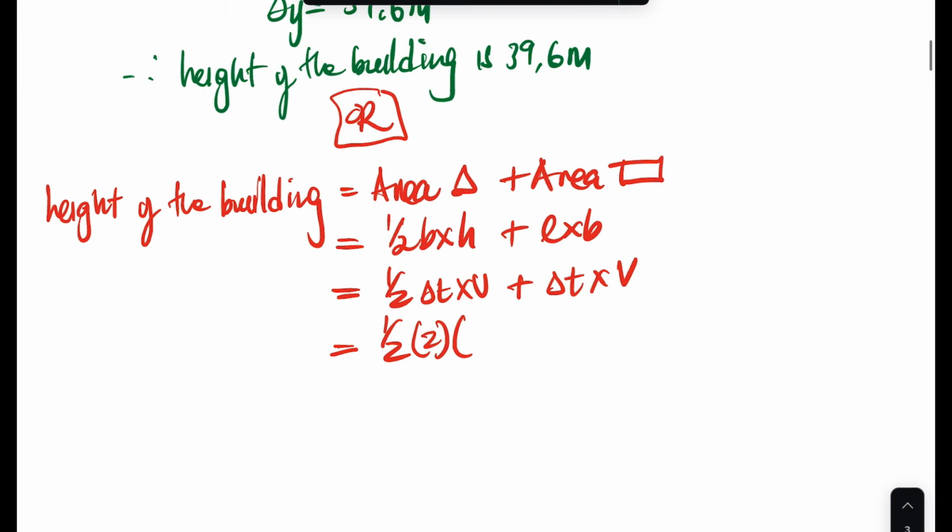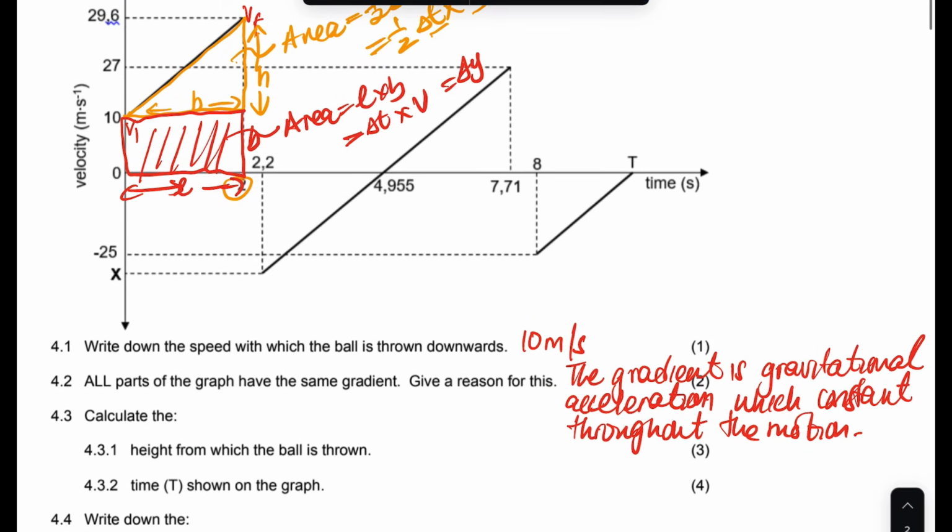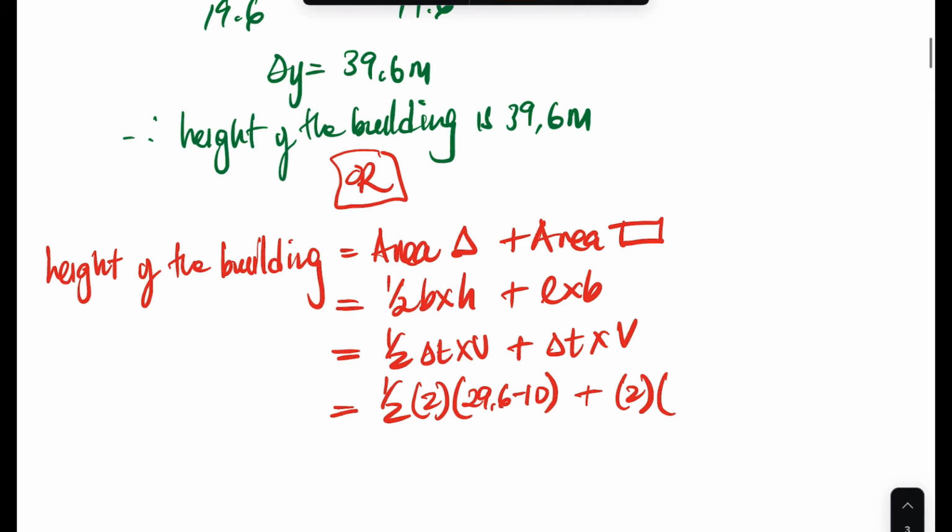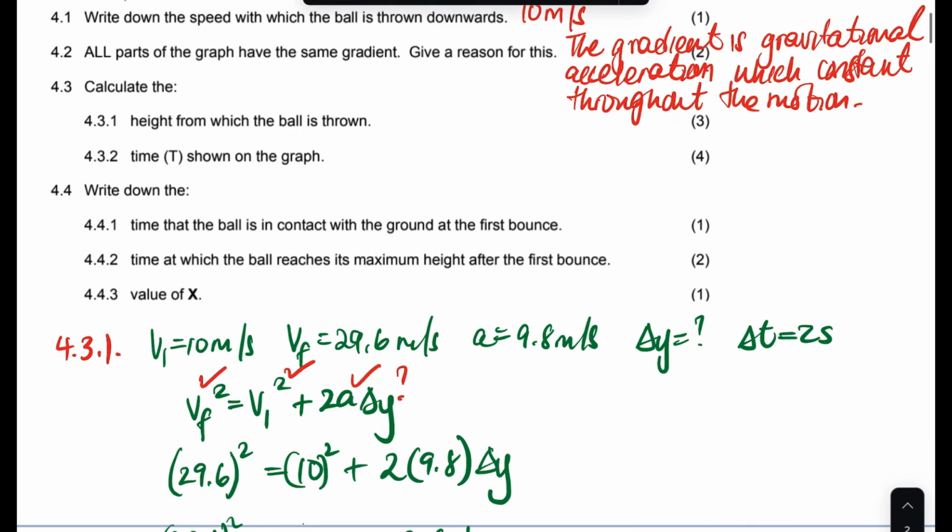But I'll just show it here. So you say 29.6 minus 10, it will give you 19.6, plus the time is still 2 in the rectangle, and the velocity there in the rectangle is 10 from there to there, which is our base, our breadth, or the width there. It's 10. So I'll put 10 there. And then when you punch that in the calculator, you get the same answer, 39.6 meters. That's the height above the ground.